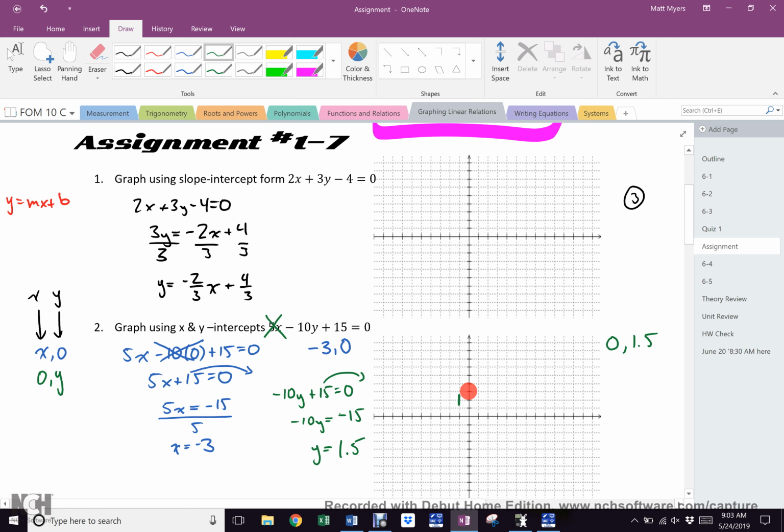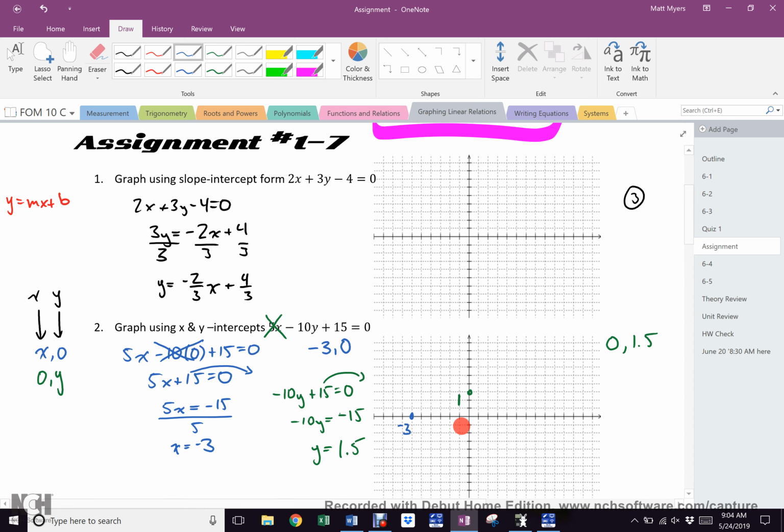3 halves total. So I'm going to put my dot right there. Does everyone understand? Now, my x-intercept is negative 3. If I'm going to keep the same scale, how far to the left must I go? 6. 1, 2, 3, 4, 5, 6. Negative 3. And how will you show me that you have changed that scale?